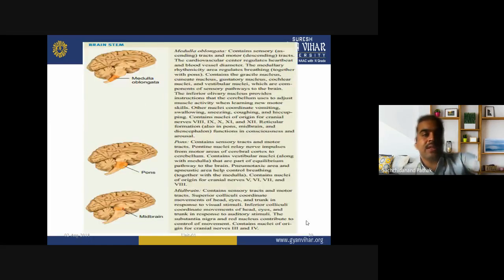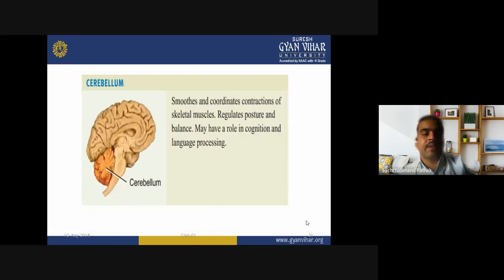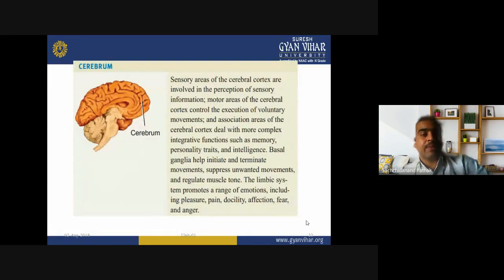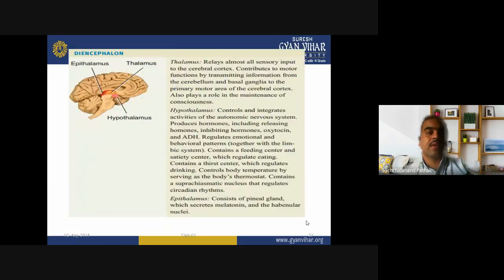So you can see here the medulla oblongata is there, pons is there, midbrain is there, then cerebellum is there, cerebrum is there, which has sensory areas of the cerebral cortex. Then epithalamus, thalamus, and hypothalamus is there.